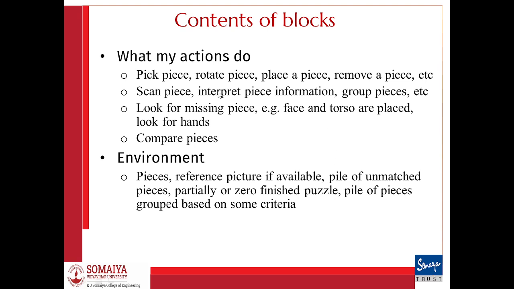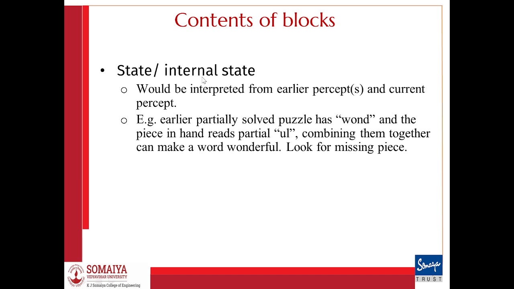Coming to what my actions do, the agent must know what actions it can perform and accordingly what could be their consequences. The environment, as earlier discussed, would contain pieces, reference pictures, the unmatched pieces, the zero or partially finished puzzle, and so on. The state and internal state combined can detail the current scenario. The internal state would be given by the percept history, while the state would be interpreted from the current percept.